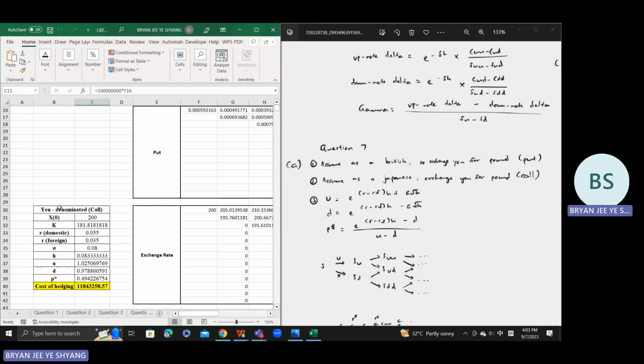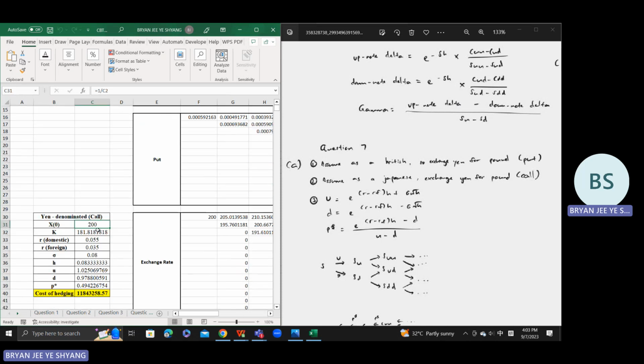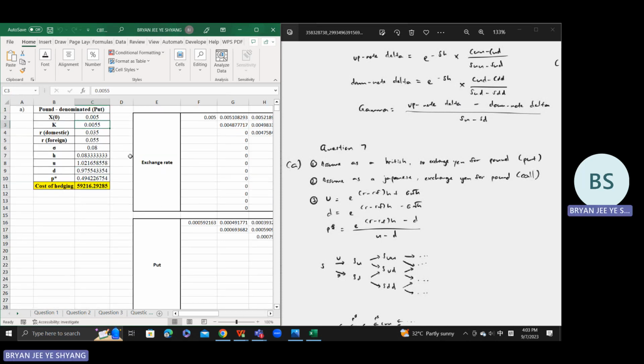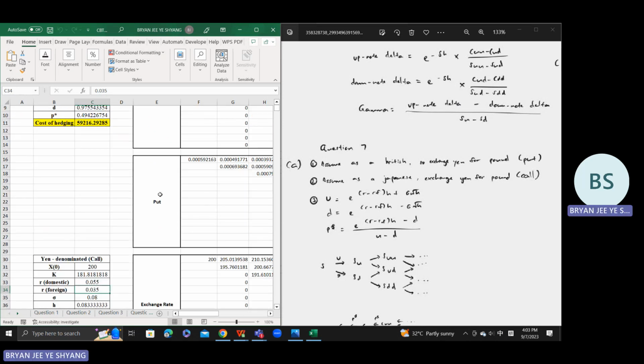For yen denominated, our spot exchange rate will be equal to 1 over 0.005, and our K will be equal to 1 over the pound strike exchange rate, which is 1.818181. Our R domestic will change because this is from the perspective of yen, and the R foreign also changes to pound, which is 0.035. Then the sigma hedge, and our U, D and P naught will change because R domestic and R foreign have changed, same as how we calculate the pound denominated.